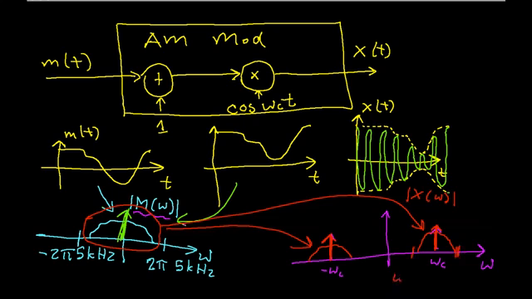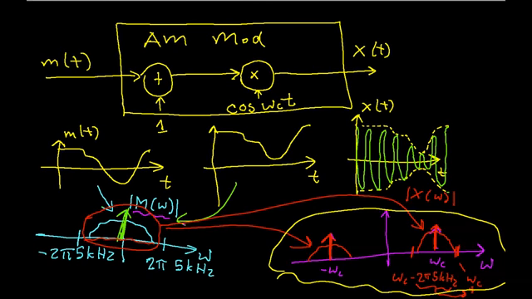Okay, so the last thing to point out is that the modulated spectrum, that is X of omega, fits between omega_c minus 2 pi times 5 kilohertz and omega_c plus 2 pi times 5 kilohertz. Now we know what the spectrum of the output of the AM modulator looks like. It's this messy thing here. Okay, so this is the spectrum of the signal that gets broadcast.